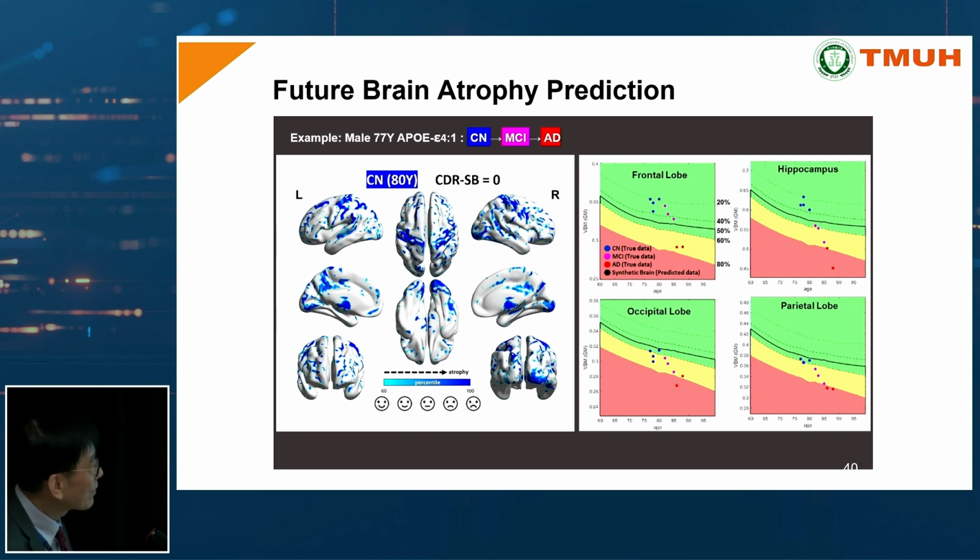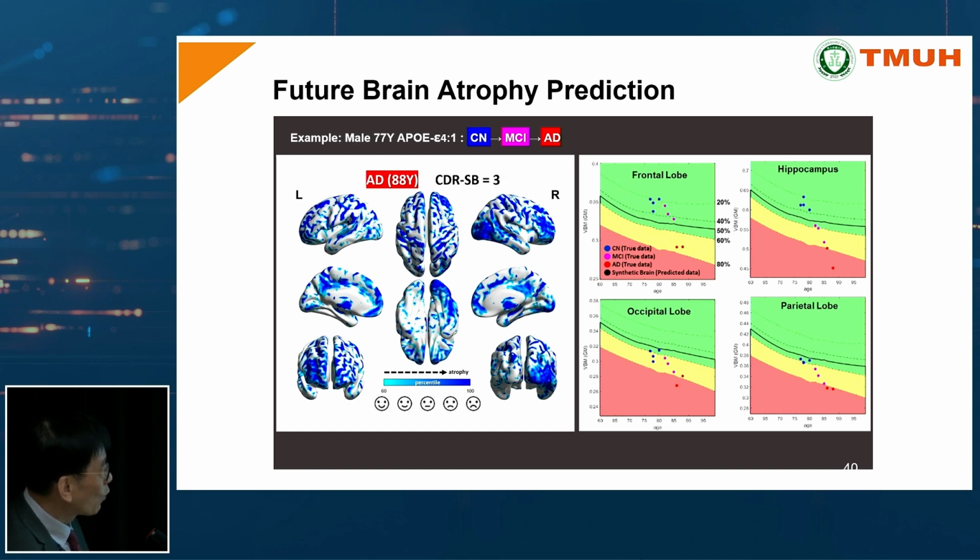Okay, this is a particular patient who was followed from the age of 77 to 88 when he became demented. You can see how close the fitting we got is at each time point. This is the years, the time points of different brain regions where the cortical thickness becomes thinner with age, and our prediction is very close to what actually happened here.